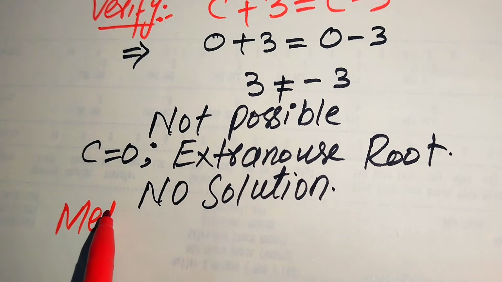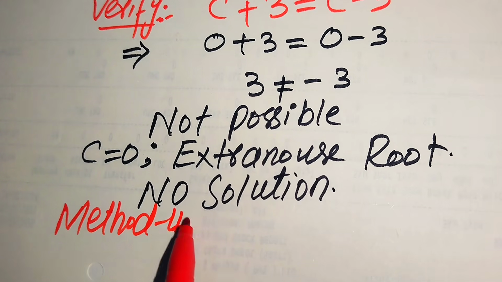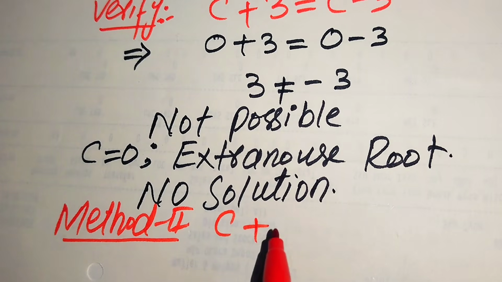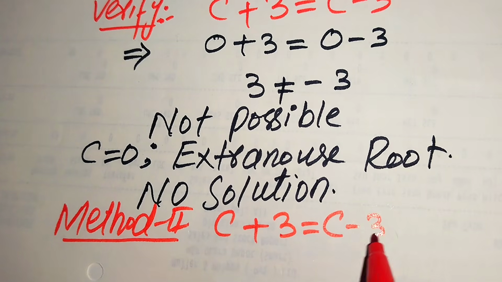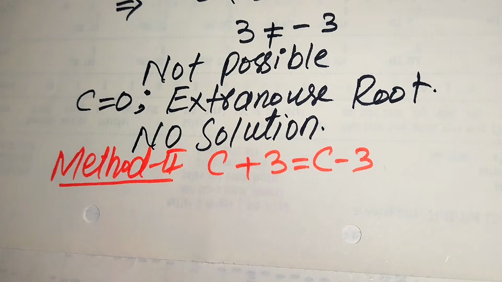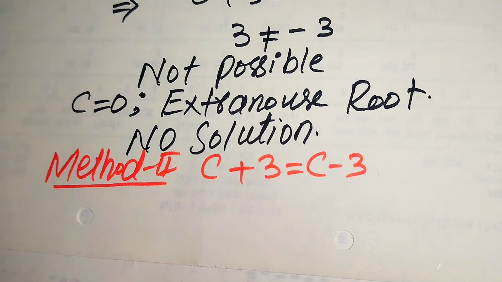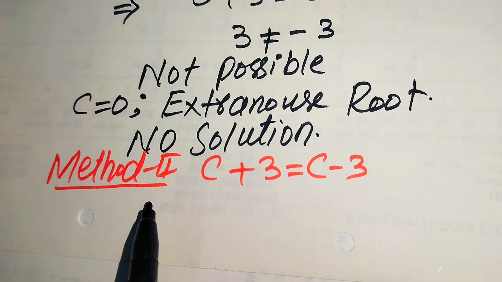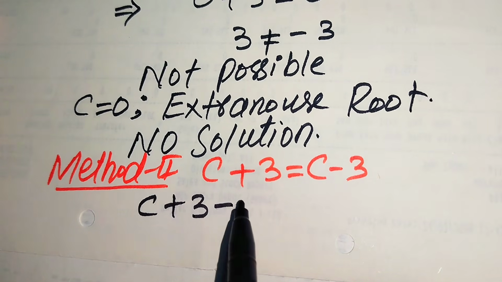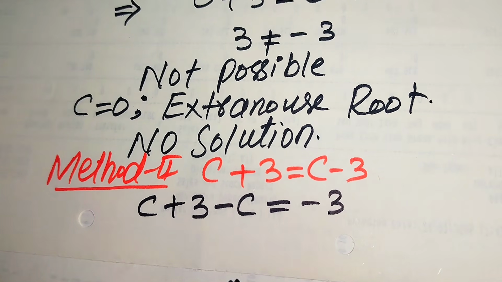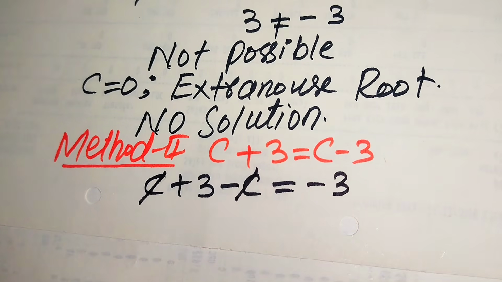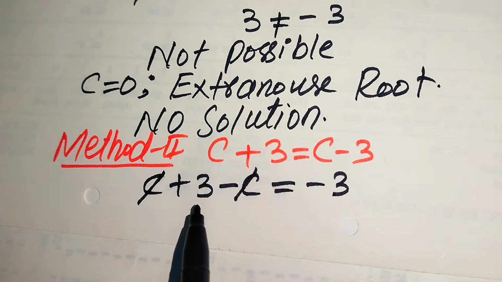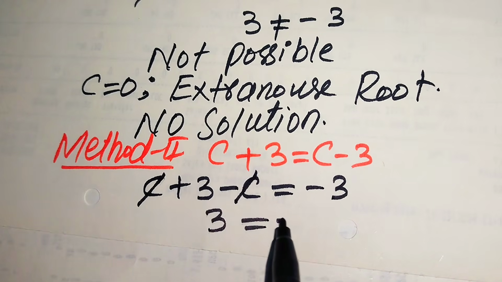For the second method we need to copy down the given question statement, which is c plus 3 is equal to c minus 3. Our second method is a very quick, straightforward method. Here we quickly determine the solutions of this problem. We move plus c to the left hand side, and it becomes c plus 3 minus c is equal to minus 3. The negative c and positive c cancel each other out, and we get plus 3 is equal to minus 3.